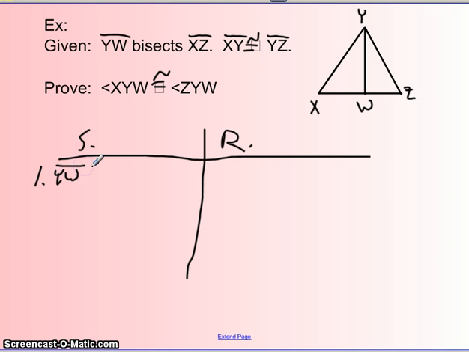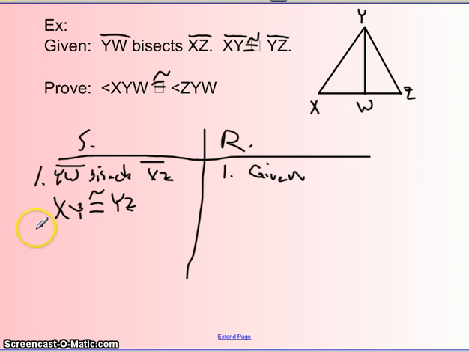We're going to put segment YW bisects segment XZ. I'm going to also just go ahead and list that XY is congruent to YZ. And that's going to be the given information. As always, I always pretty much start off with that given information.